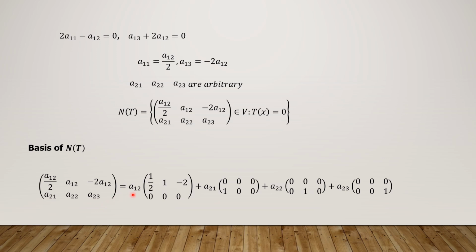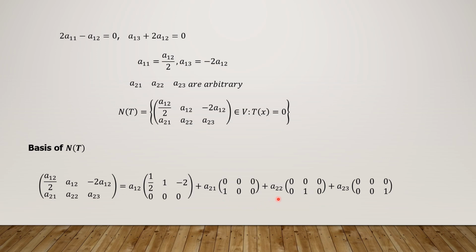You can write this as a multiple of some vectors of V, that is 2x3 matrices, as follows. You see the first row only involves A12, so take that common. Then you can write it as A12 times the matrix with first row 1 by 2, 1, minus 2, keeping the second row as 0. Plus, now to get the A21 term, plus A21 times the matrix where all other entries are 0 except A21.